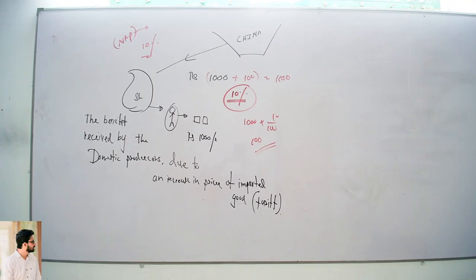How do domestic producers receive this benefit? Because the price of the imported good increases due to the tariff. Right. Shall we move on or do you need more time? One minute. Okay.